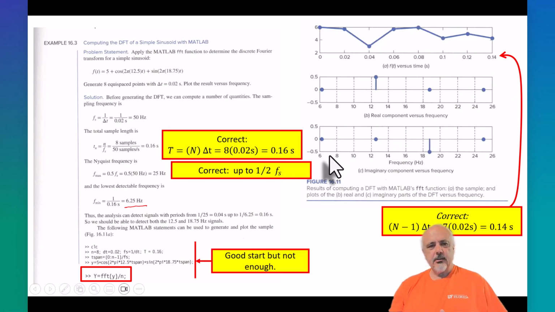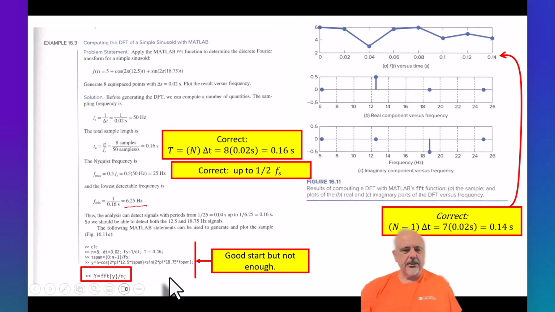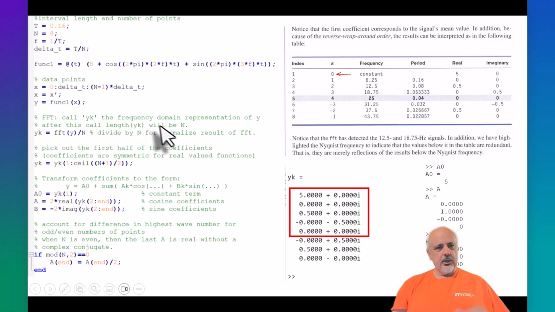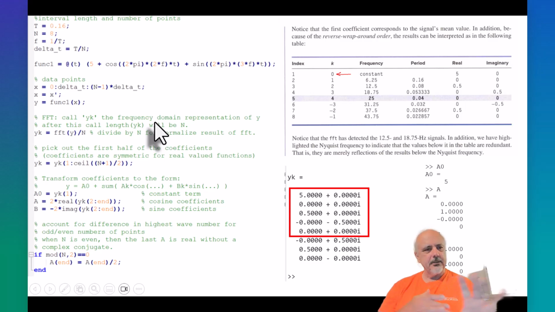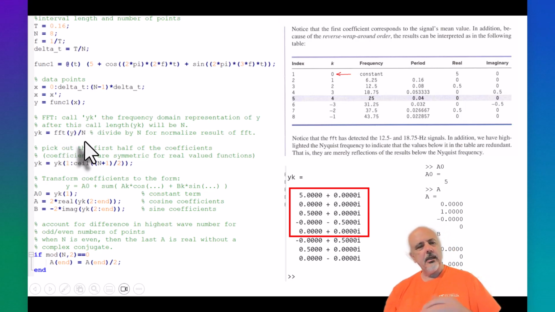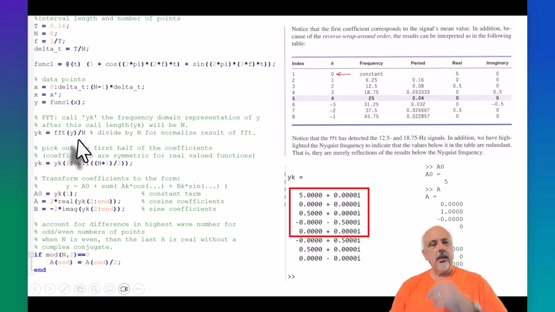Okay, so let's take a look at how I did it. This is a good start, but it's actually not good enough because of these issues here. Let's go take a look at it. You can see my code here on the left. I set the time period, the number of points, the fundamental frequency, delta t. I set up my anonymous function again. I set up my x's. I go ahead and get my raw y's. I do the FFT of y divided by n. Here I called it yk.